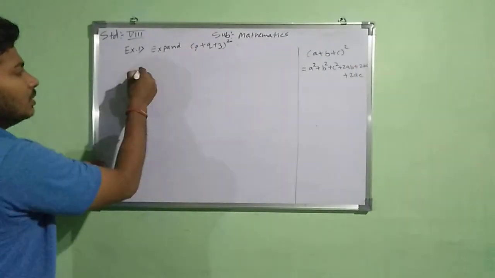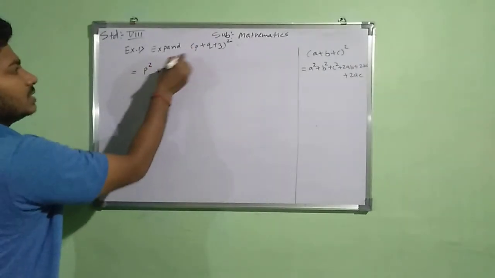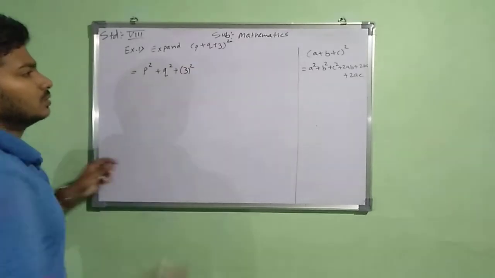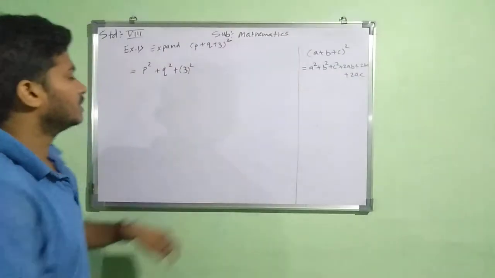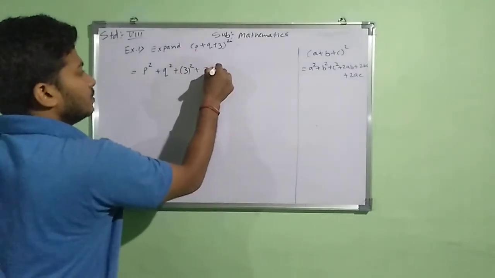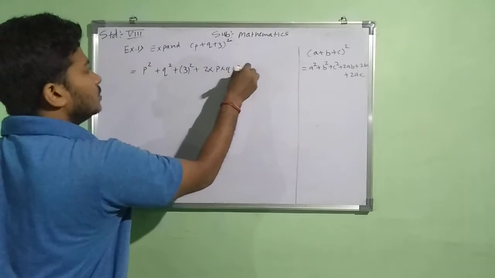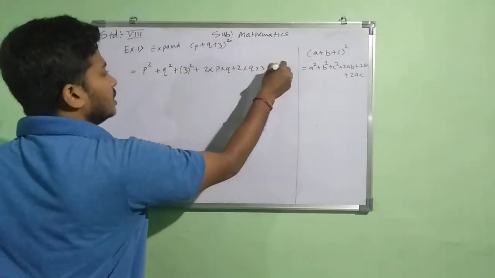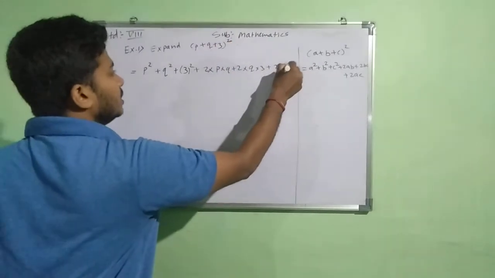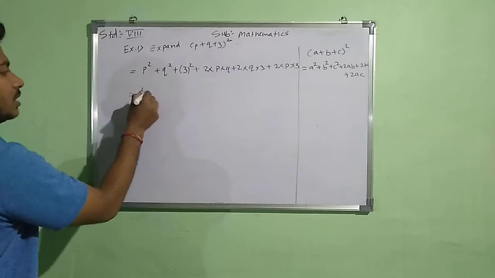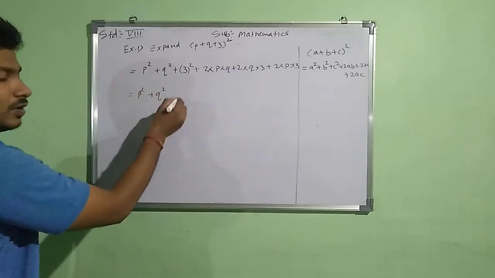So it will be first term square plus second term square plus third term square. Those three terms, plus we have to do 2 into the multiplication of first and second term, p into q, plus multiplication of second and third term, which is q into 3, plus multiplication of first and third term, which is p into 3. Now I have to do simplification. p square will be p square, q square. Now square of 3 is 9.